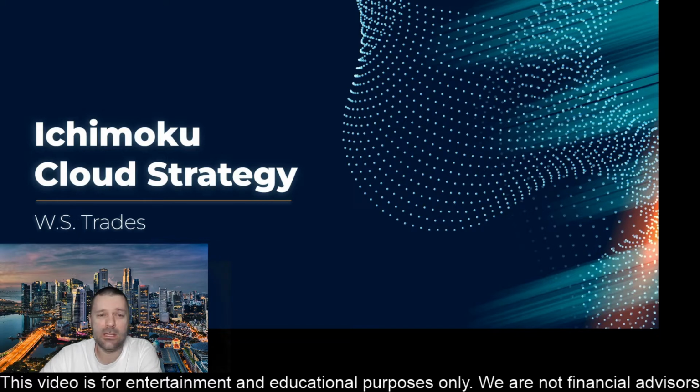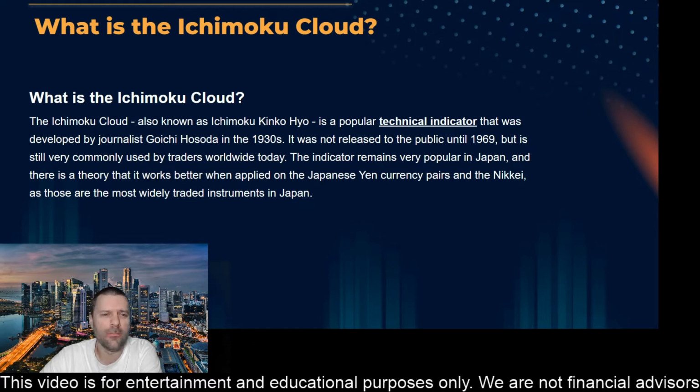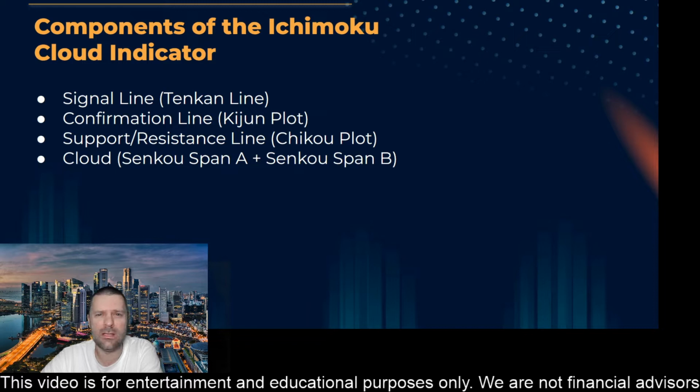I want to talk about using the Ichimoku cloud strategy to help you make better trades. So what is the Ichimoku cloud? The Ichimoku cloud, also known as Ichimoku Kinko Hyo, is a popular technical indicator that was developed by journalist Goichi Hosoda in the 1930s. It was not released to the public until 1969, but it is still very commonly used by traders worldwide today. The indicator remains very popular in Japan, and there is a theory that it works better when applied on the Japanese yen currency pairs and the Nikkei, as those are the most widely traded instruments in Japan.